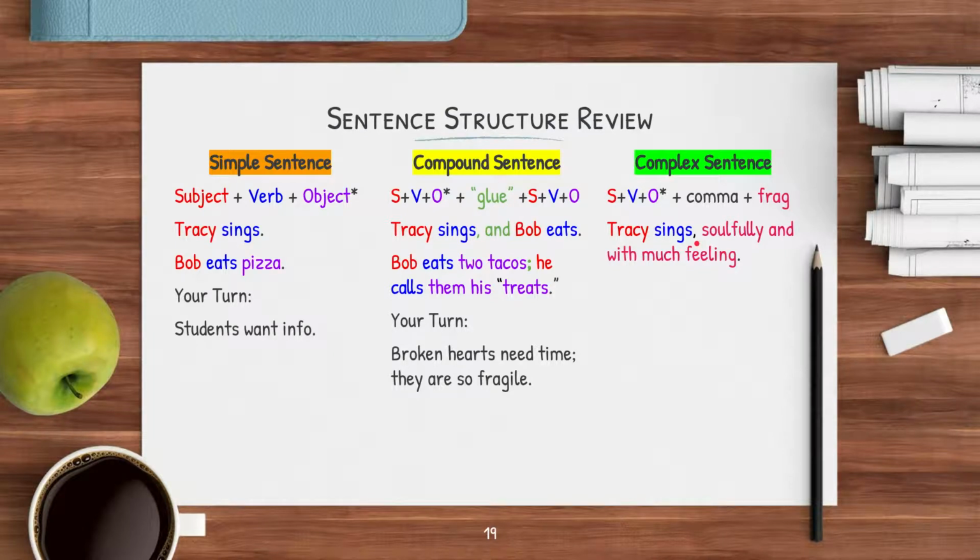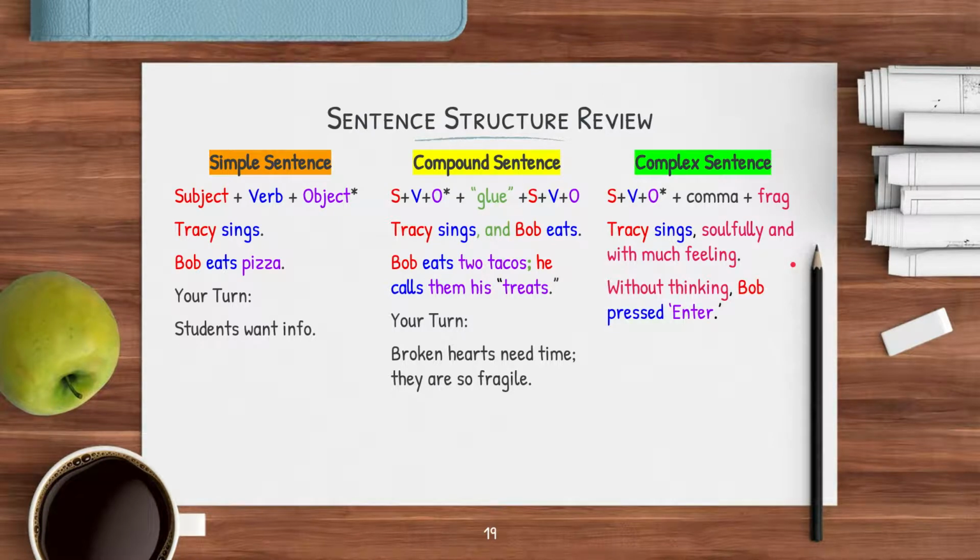If you wanted to, you don't have to use this comma to join these together. You can simply write it without the comma. I put the comma in there to demonstrate that it's something that needs to be separated, a little visual. Another helpful tip is whenever you're writing a complex sentence, you should be able to read the sentence backwards and it should still make sense. So for example, soulfully and with much feeling, comma, Tracy sings. That would also be correct.